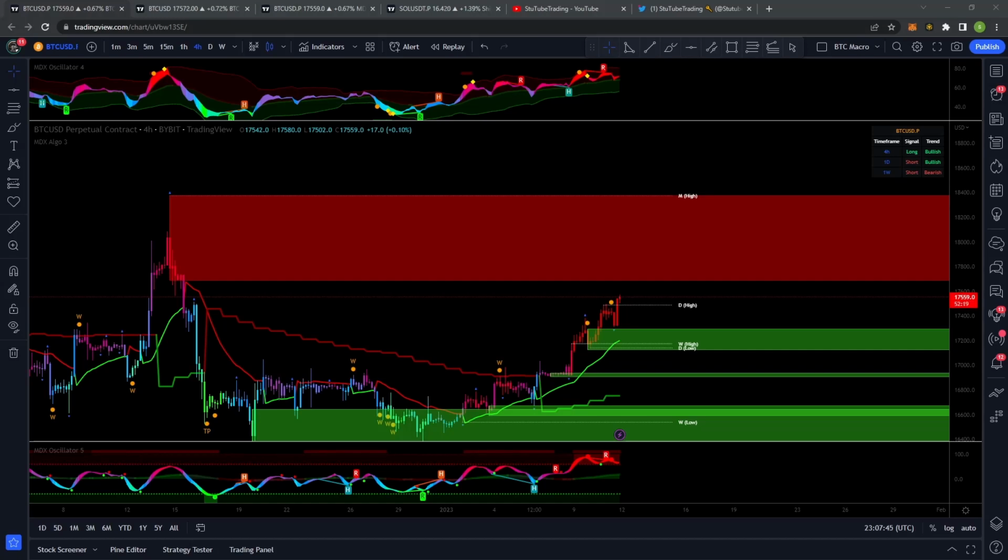Going to take a look at a few crypto charts here with the MDX ALGO indicators. As always, feel free to ask any questions about the settings, the features, and that sort of thing. I will do my best to answer them.